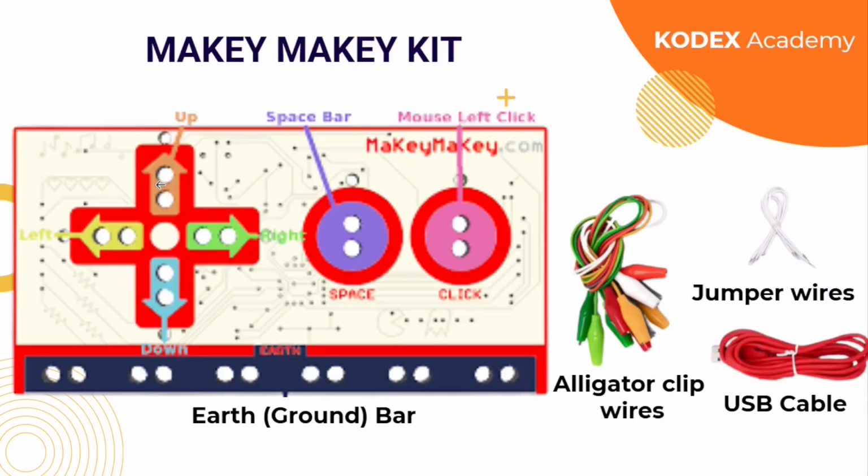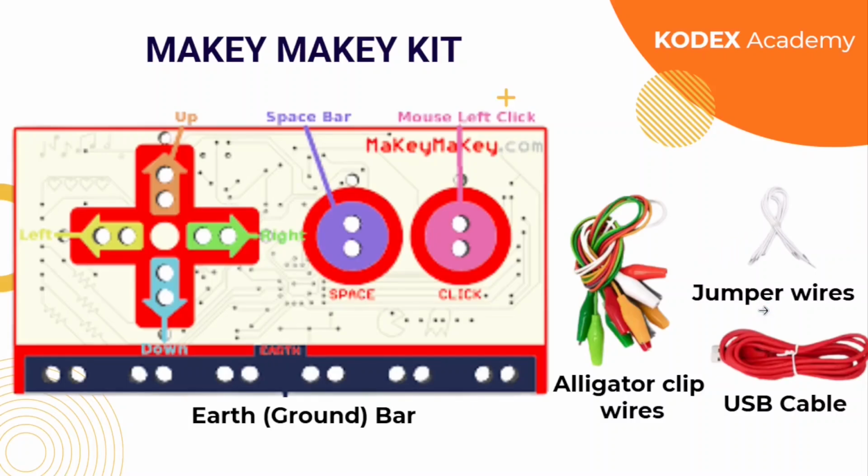Like if you want to connect any object to this up arrow, with the help of these alligator clip wires, automatically your object is connected to the up arrow key. And here at the bottom you will see the earth ground bar, and with another connection you will connect to the ground bar. So it will make your circuit complete, and then afterwards your object will work as a touchpad, or you can say keyboard or mouse, and you can use it to play your game in a more interactive way.